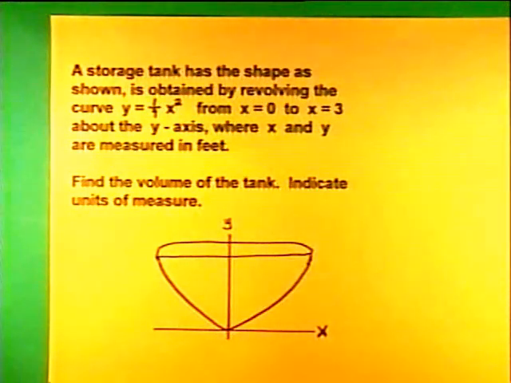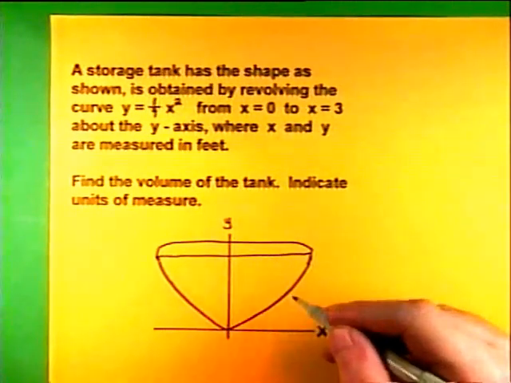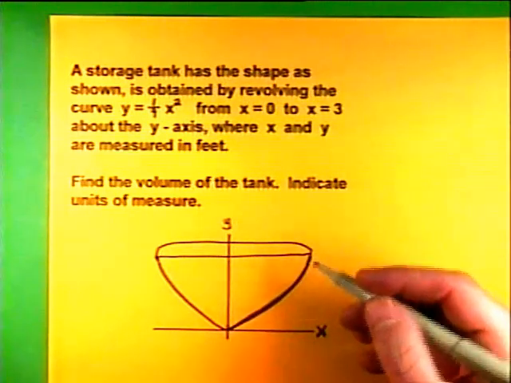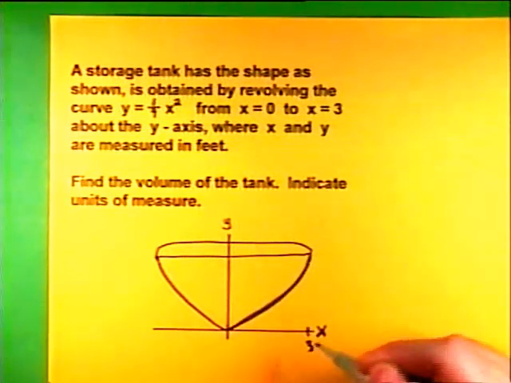Hey, Bumika Kapadia, how about this problem? Oh, Lord. Storage tank has a shape as shown. Oh, I can't do volume, Mr. Well, you're going to have to try. Okay, so you got y equals 1/9 x squared. This is from x equals 0 to x equals 3.